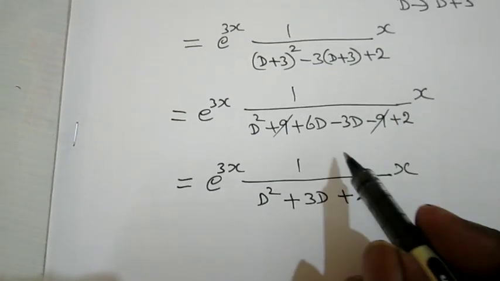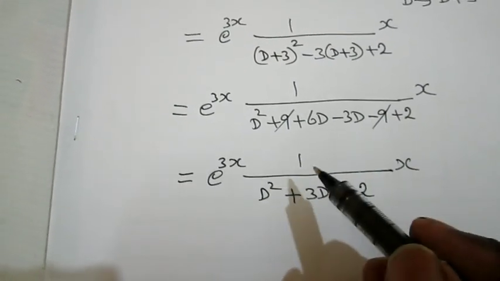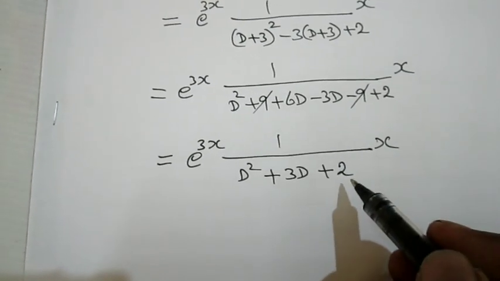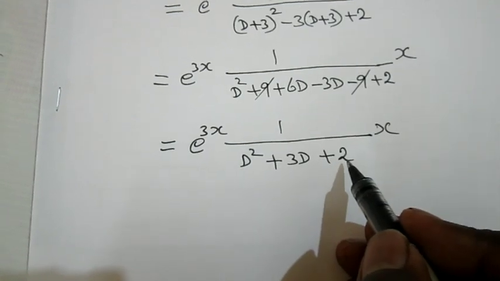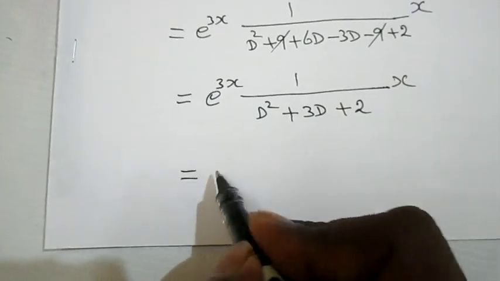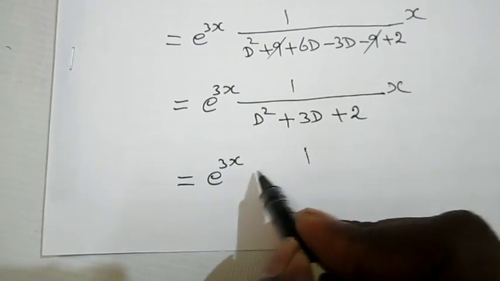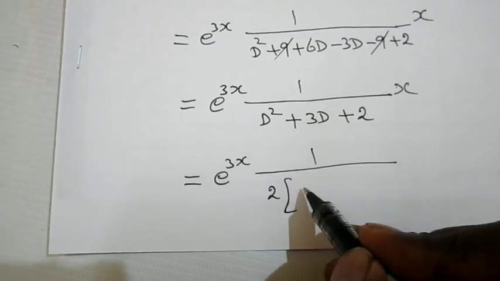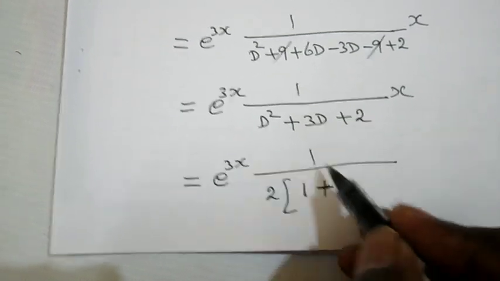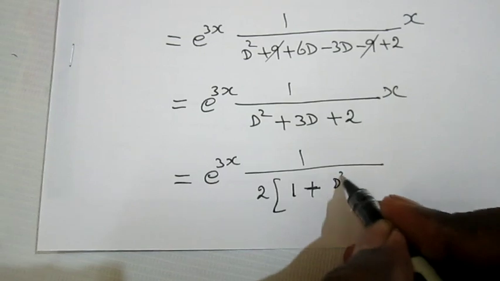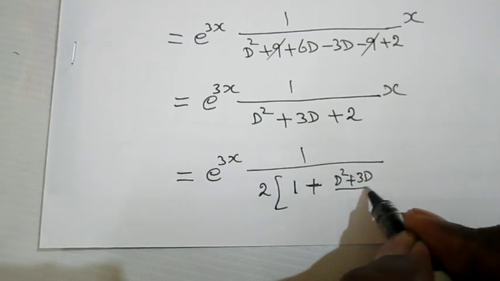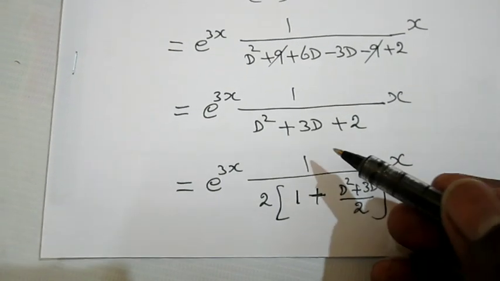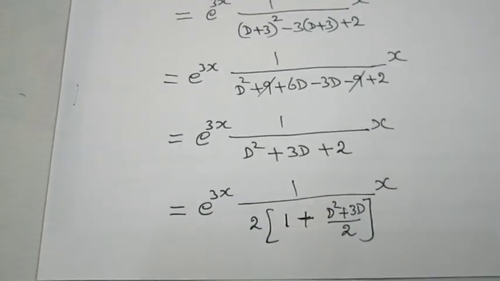Okay, now next I want to simplify this, but this is type 4, an algebraic function. So we have to apply the binomial formula by taking the constant outside. Here I am going to take constant 2 outside. So here e power 3x, 1 by, take 2 outside. When you take 2 outside, this becomes 1. So for the entire two terms, we can write (D square plus 3D) by 2 into x. After this I am going to take it to the numerator, then apply the binomial formula, and we can find the solution.